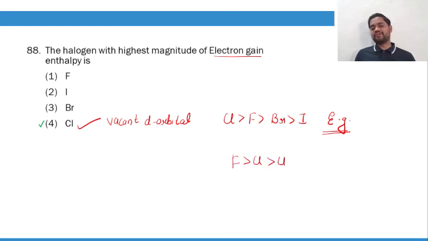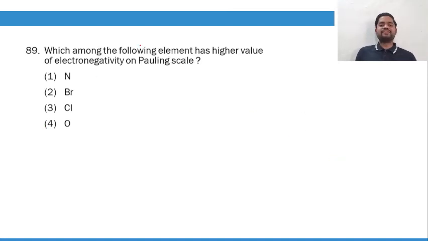This is the electronegativity order: fluorine, chlorine, bromine and iodine. Okay, please make a note of it. The next one is that thing only.